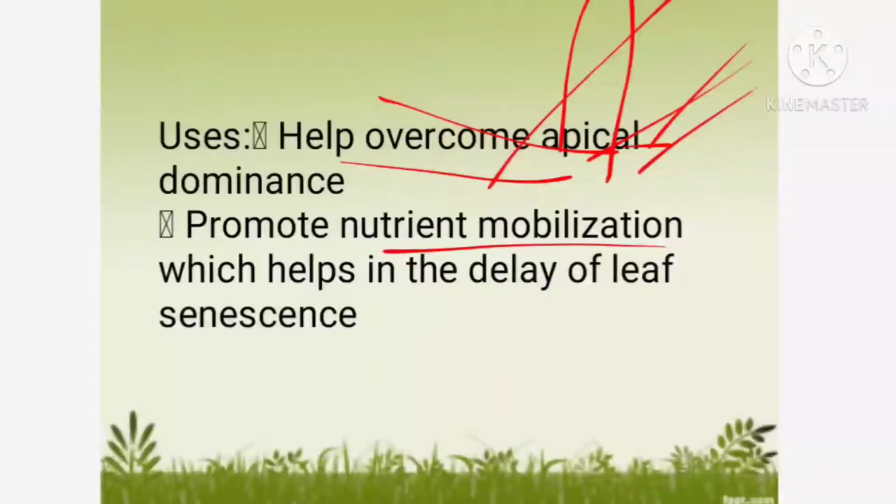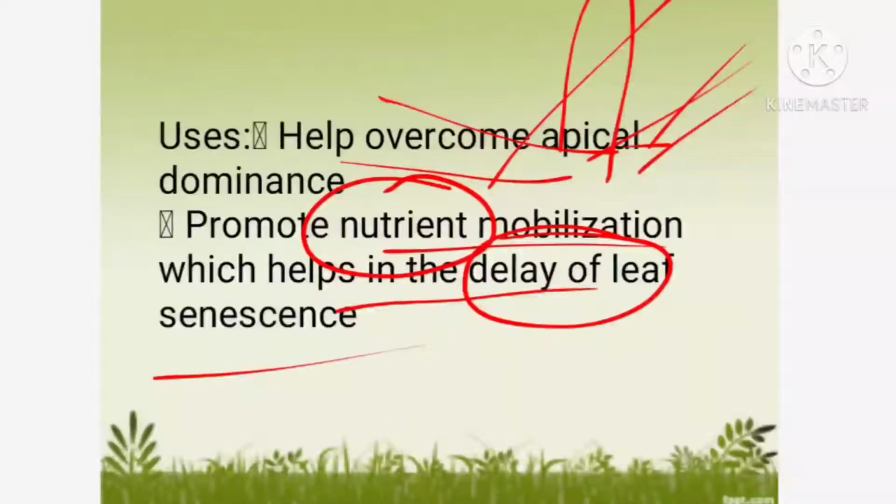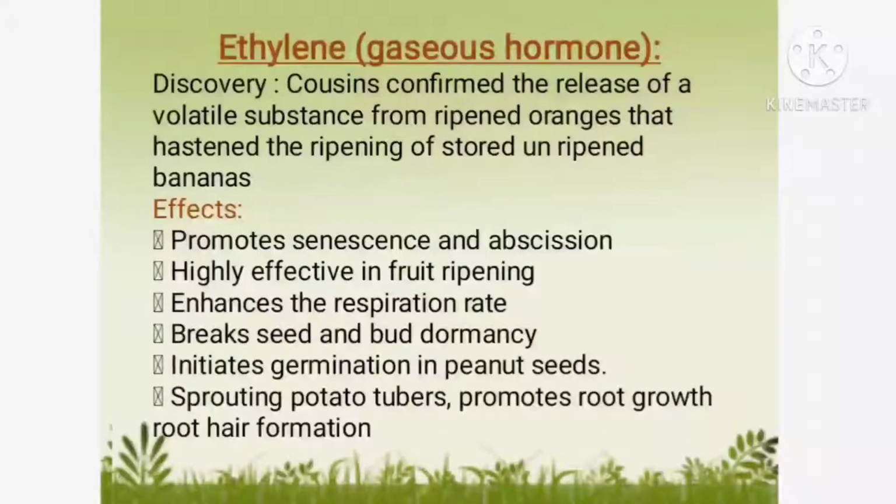It promotes nutrient mobilization. It means if you are applying cytokinin, the nutrients will dissolve very nicely in the water and reach each and every part of the plant, and these nutrients will delay what? The leaf senescence, meaning the death of the leaf will be delayed when cytokinin is applied, because they provide minerals to each and every part of the plant and help the plant stay for a longer duration. All the cells stay for a longer duration. So that is the role of the cytokinin.